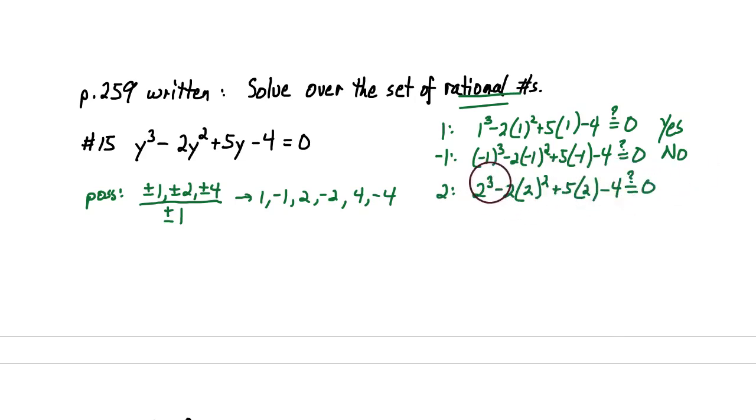2 cubed is 8. 8 minus 8 is 0. 0 plus 10 is 10, and 10 minus 4 is 6. This is no. Now let's try negative 2.